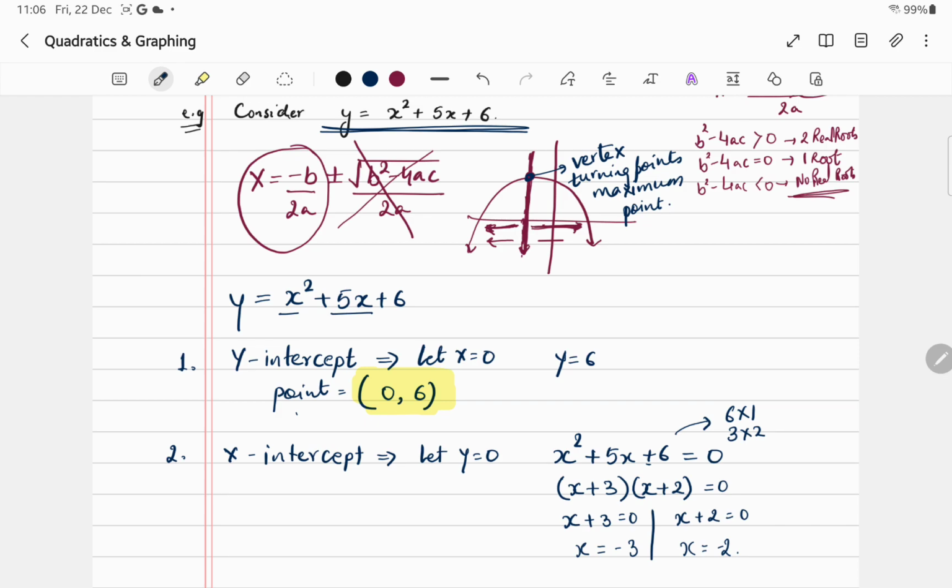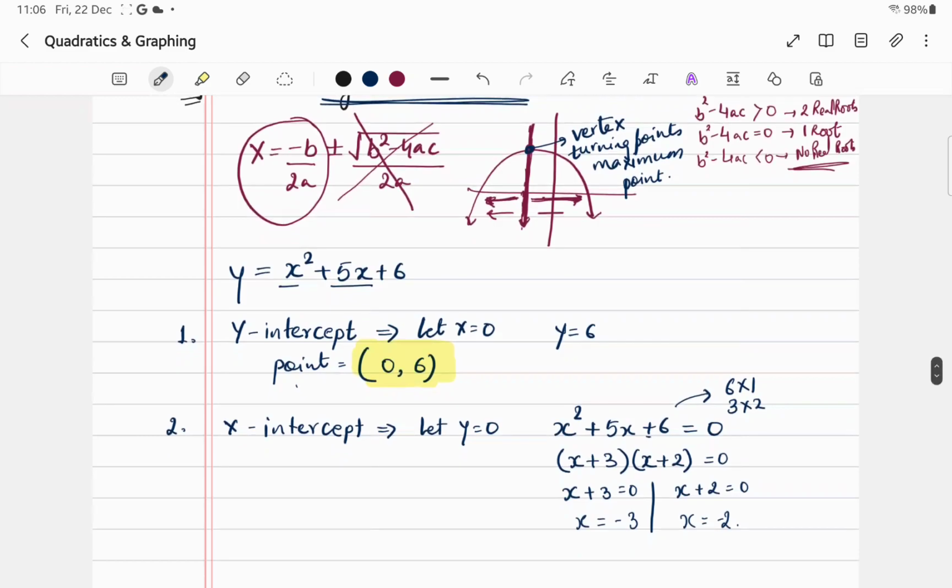If you need help with factorizing, you can watch my other videos where factorizing is explained, and I'll link that video somewhere around the screen. So now we have factorized and have our x-intercepts. The two x values we have are minus 3 and minus 2.